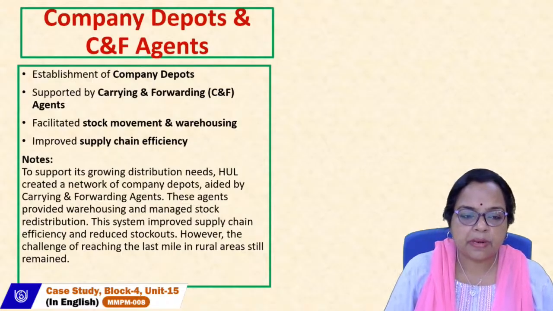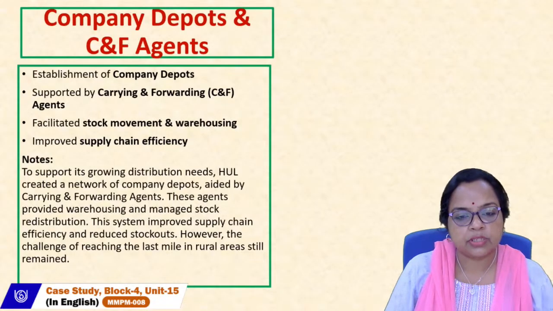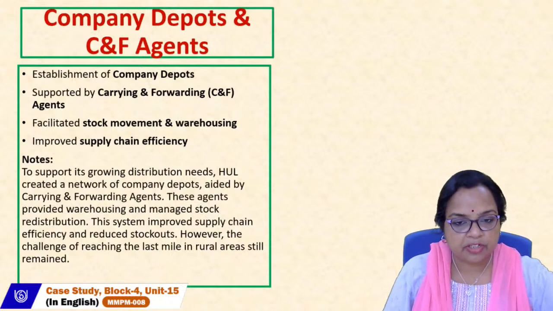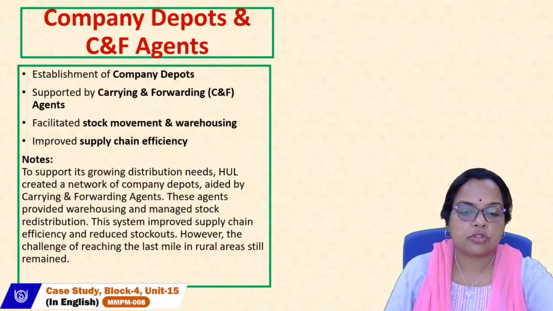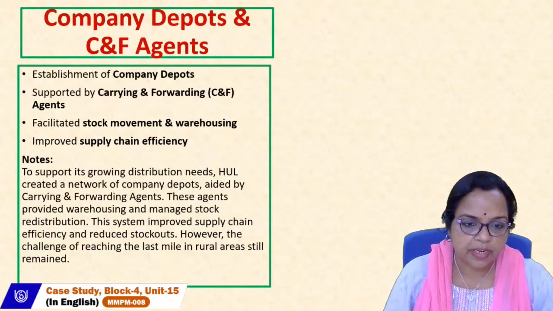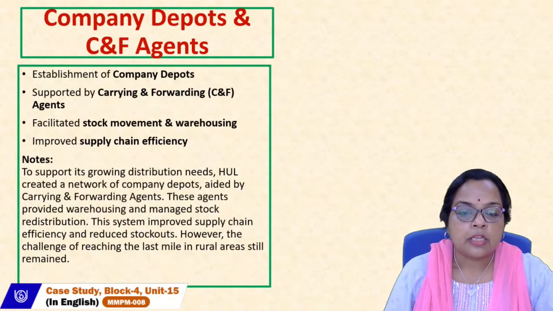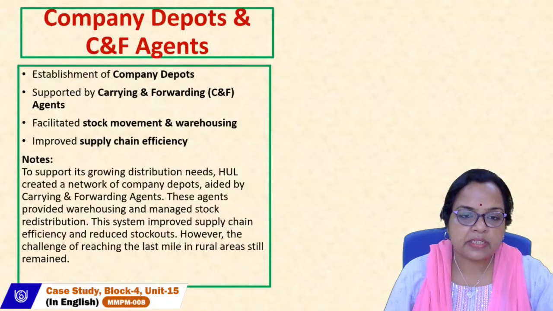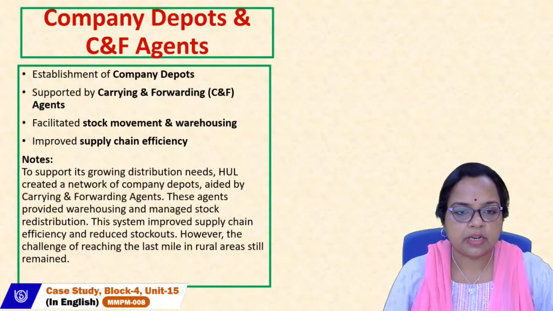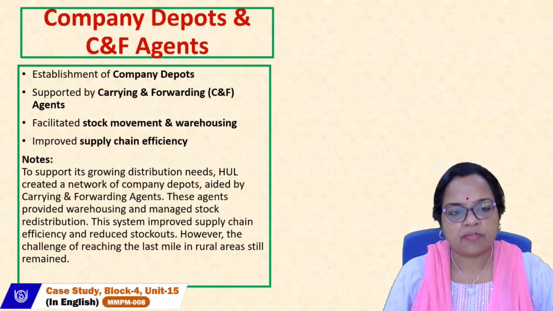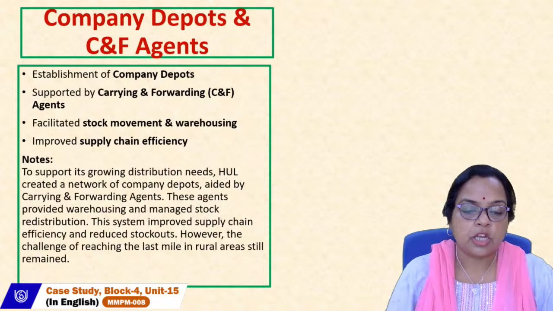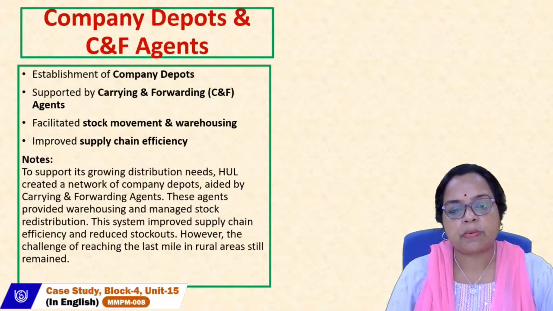The system improved supply chain efficiency and reduced stockouts, because they had control over the inventory system and managed the stock in a proper quantity. So there were hardly any stockouts. This development in HUL's distribution channel was a game changer, with the establishment of company depots and carrying and forwarding agents maintaining inventory at a proper level to avoid stockouts. That improved HUL's supply chain efficiency.